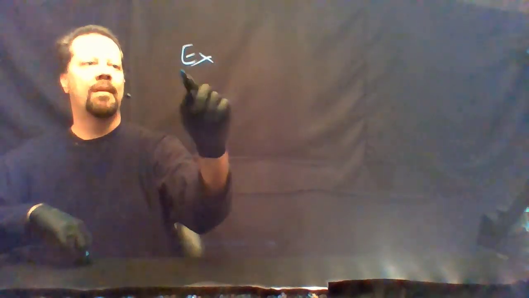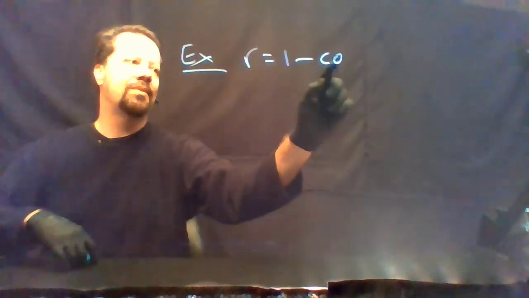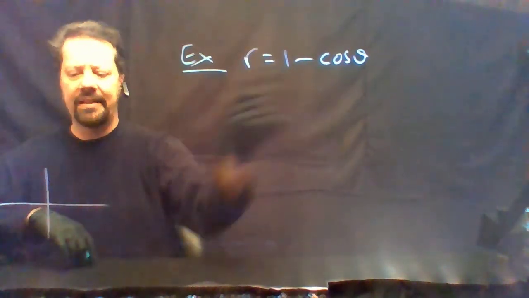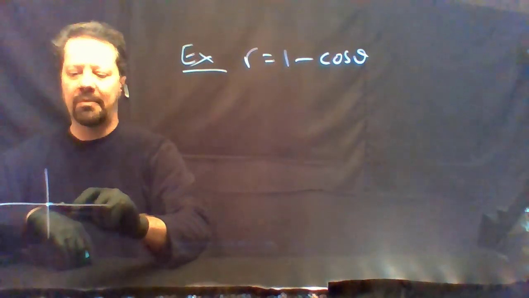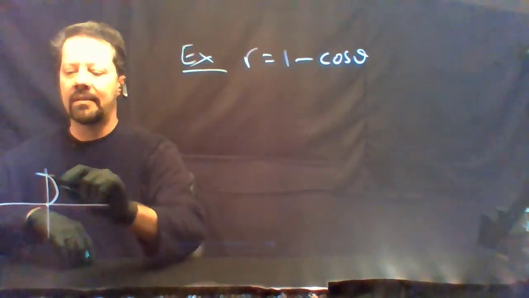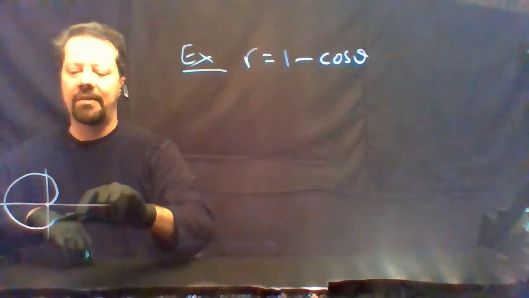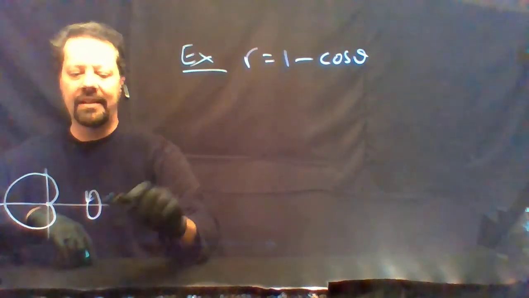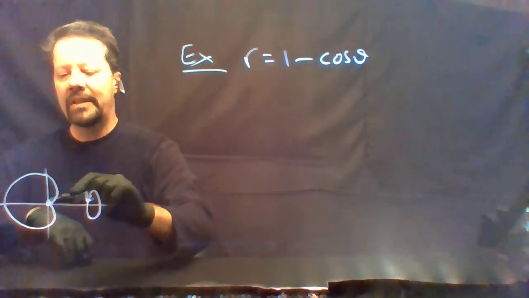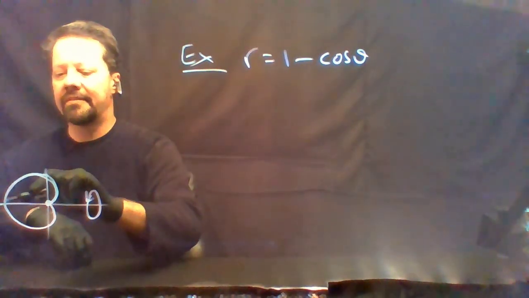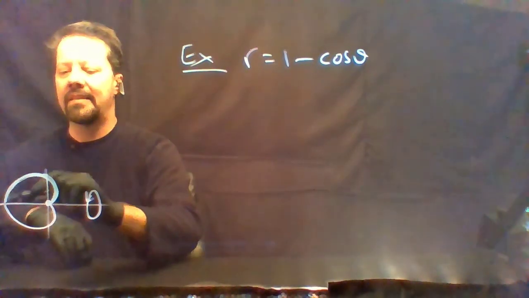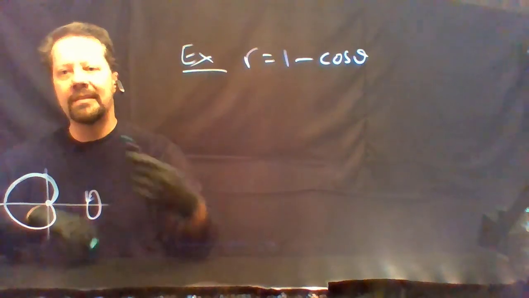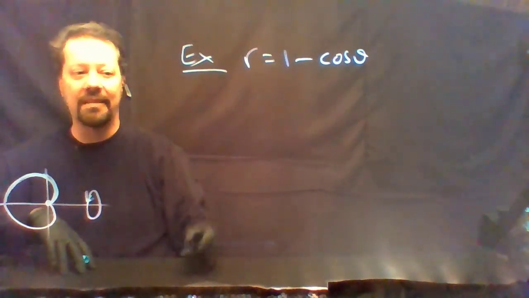For example, suppose I have r equals 1 minus cosine theta, a cardioid. The cardioid looks like this. When theta is 0, we get a radius of 0. At pi over 2, a radius of 1. Radius of 2 at pi, 1 at 3 pi over 2, and then back to 0. If we revolve this about the x-axis, we'll only need to revolve half of the curve from 0 to pi, because that will generate the entire surface. If we integrate from 0 to 2 pi, we'll get double the surface area.